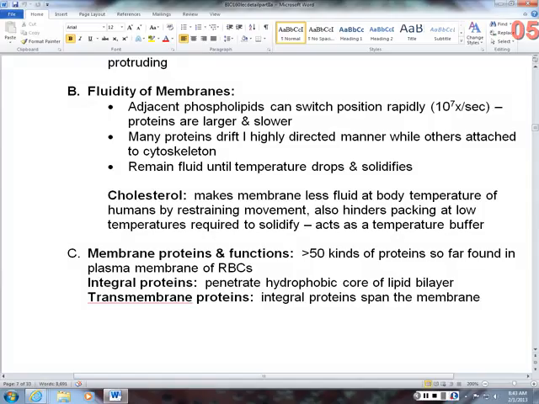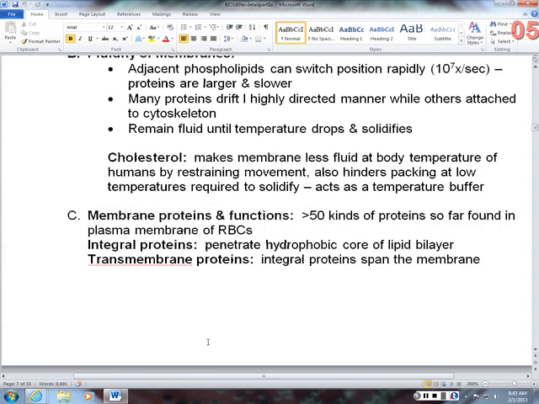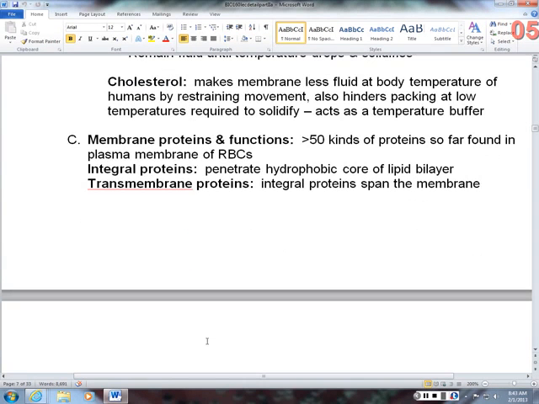Good news is, even if you are a vegan and you don't eat animal products, your body will make the cholesterol you need. So membrane proteins: there's over 50 kinds of proteins found so far in the plasma membranes of red blood cells alone. So odds are we will not identify all of these in here. And with that many of them, also the good news is you don't need to know all of those. We'll just talk about classes of proteins and a few key important ones in there.